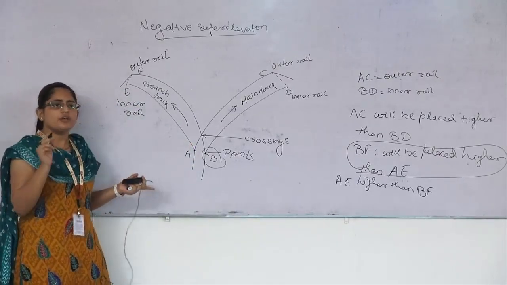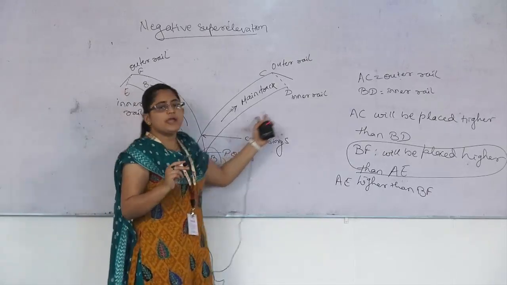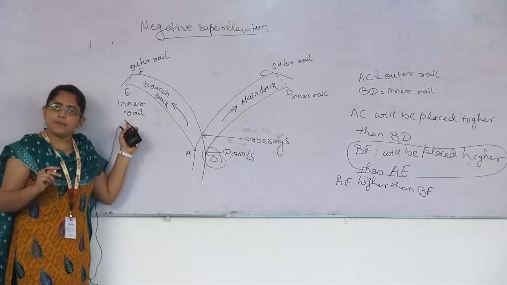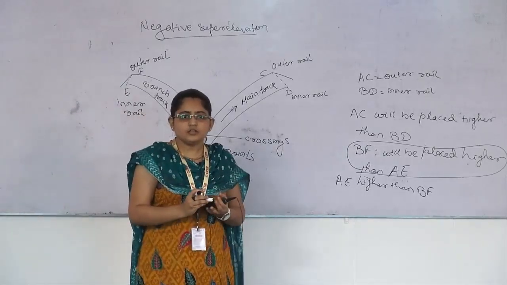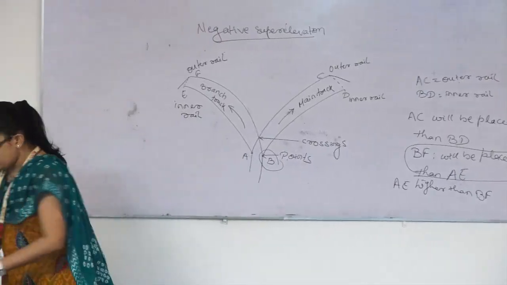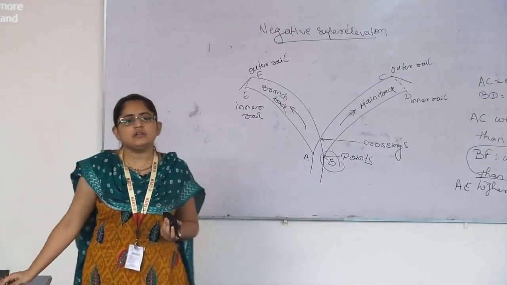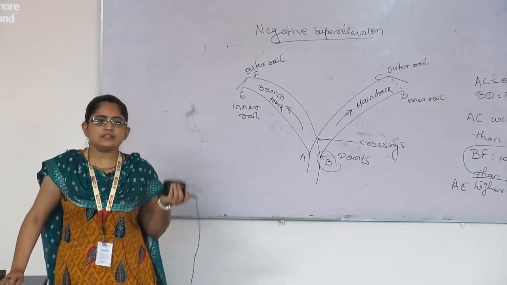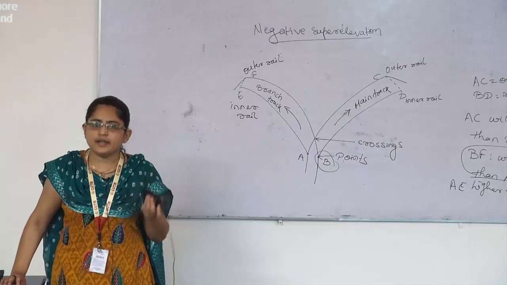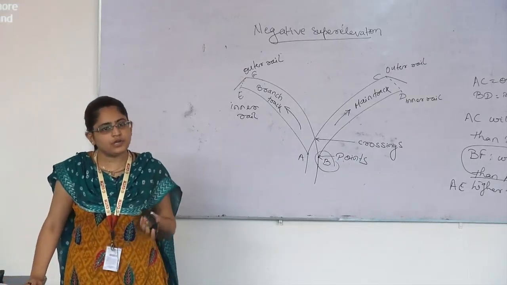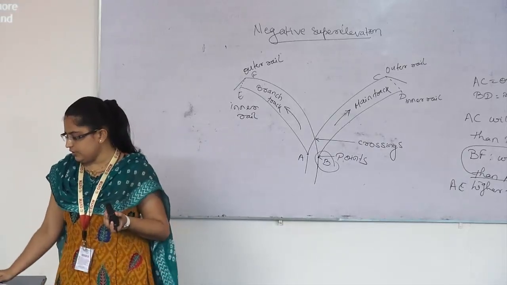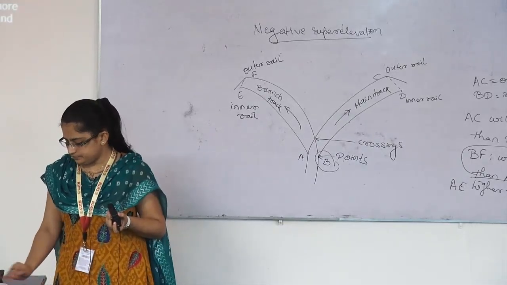So which one is your positive superelevation? Main track. Which has your negative superelevation? Branch track. Clear? So now what is superelevation? You learnt the relationship between superelevation, gauge and radius. You learnt what is negative superelevation. Now we will be just solving one problem. Solve it. Write a question.